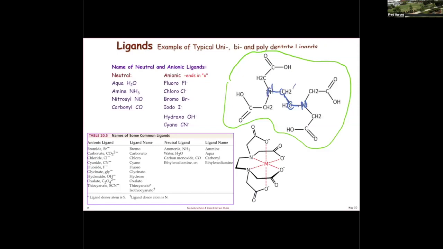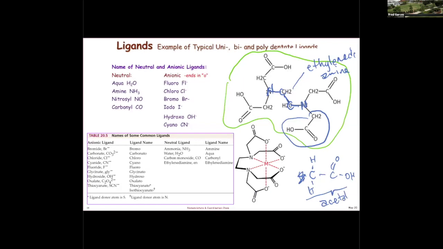So it's called ethylene diamine because the inside is an ethylene diamine. You see this right here? Well, that is nothing more than acetic acid. When you remove one of the hydrogens, that's called an acetate ion. So this chemical right here is acetate, and there's four of them.